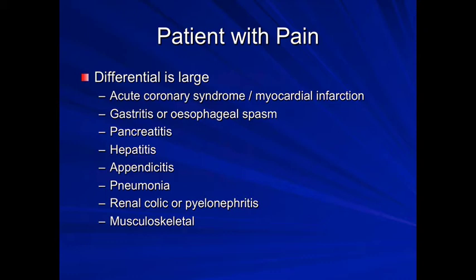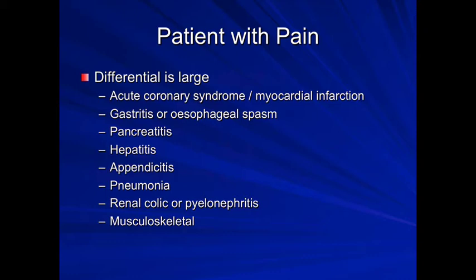However, the differential for patients who present with epigastric or right upper quadrant pain is very large. When they present, we often think about acute coronary syndromes or myocardial infarctions. Gastritis or esophageal spasm can present in a very similar way. Pancreatitis may mimic biliary disease and in fact may also be caused by biliary disease. Hepatitis, of course, can cause right upper quadrant pain. Appendicitis early on in the clinical picture can be mistaken for biliary colic.